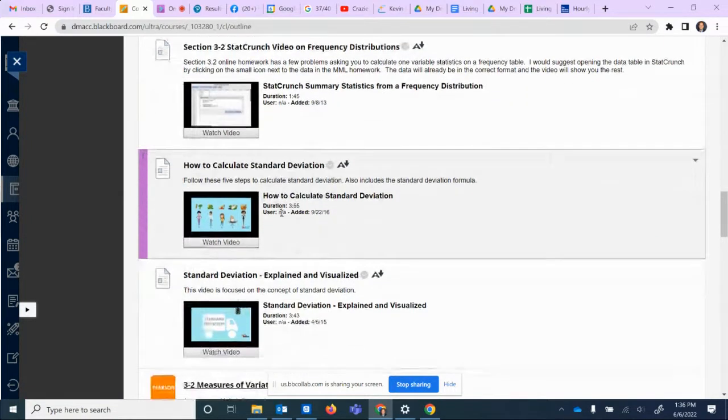And then this is some how to calculate standard deviation. These are more conceptual ways, and it does go through the formula. But in general, we're just going to use StatCrunch to calculate the standard deviation. It's a measurement of spread. So if I've got a data set that's 3, 3, and 3, well, the mean is 3, the median is 3, and the standard deviation is 0. There's no spread. So the standard deviation is a ruler or a measurement of spread from the middle.